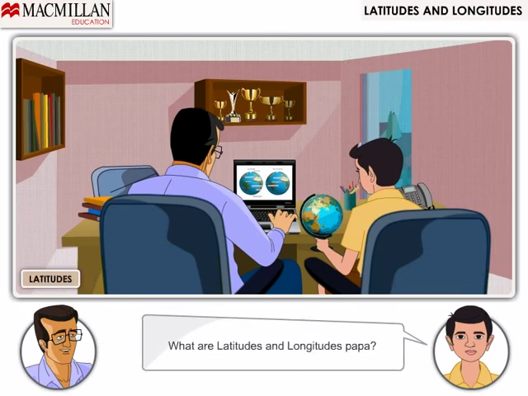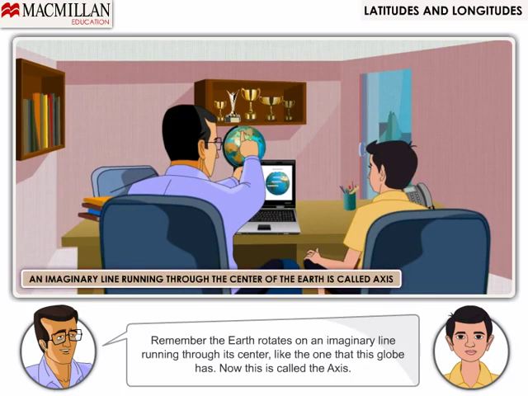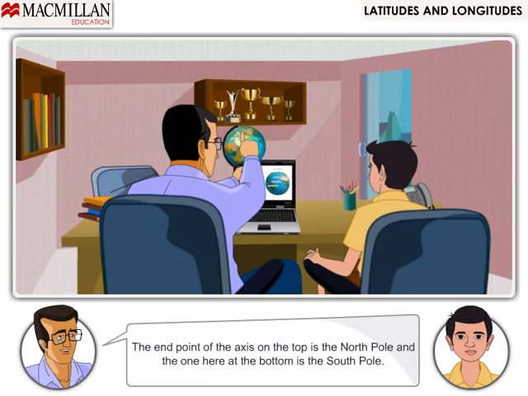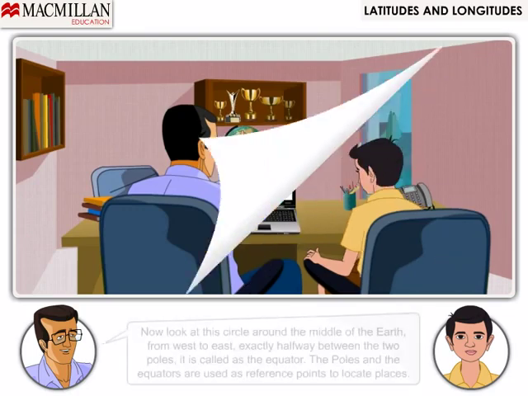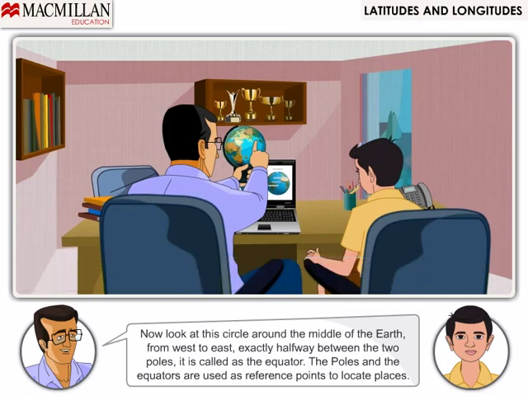What are latitudes and longitudes, Papa? Remember, the Earth rotates on an imaginary line running through its center, like the one that this globe has. Now, this is called the axis. The end point of the axis on the top is the North Pole, and the one here at the bottom is the South Pole. Now look at the circle around the middle of the Earth, from west to east, exactly halfway between the two poles. It is called the equator. The poles and the equator are used as reference points to locate places.